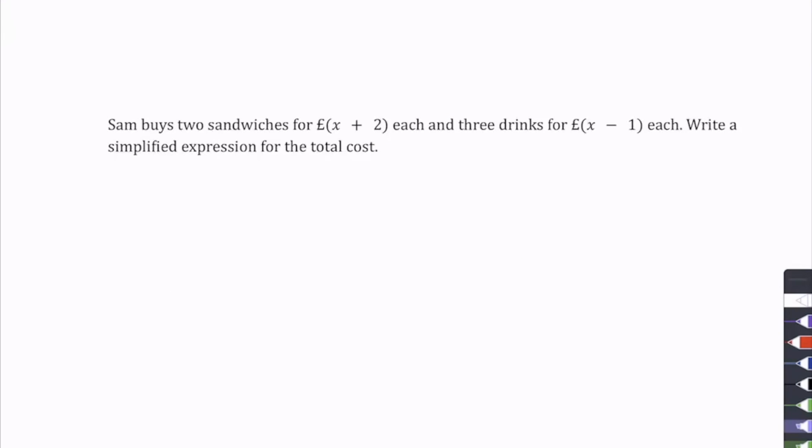Let's try one more. Sam buys 2 sandwiches for x plus £2 each, and 3 drinks for x minus £1 each. Write a simplified expression for the total cost. Well, each sandwich is x plus £2. However, Sam buys 2 of them, so we do 2 times that. Plus, he buys 3 drinks, and each drink is costing x minus 1. So if the drinks were costing £1 each, he'd have to do 3 times 1. So it's just 3 brackets x minus 1.